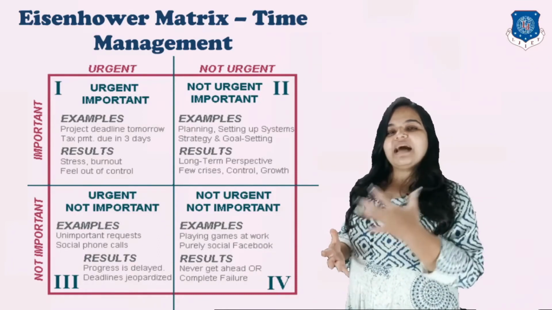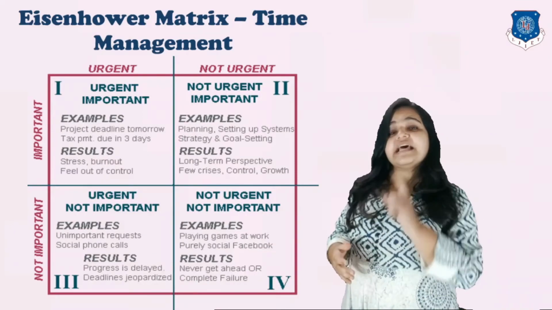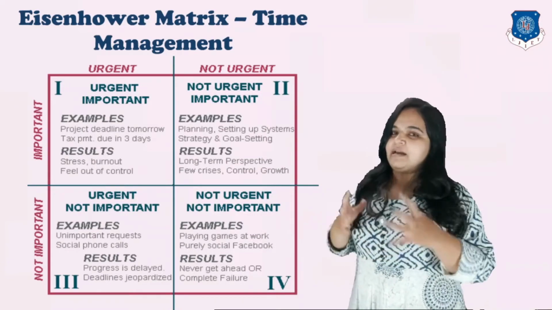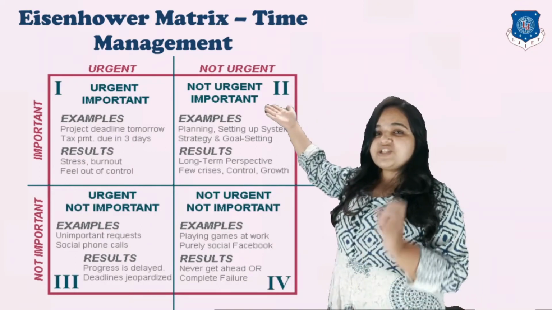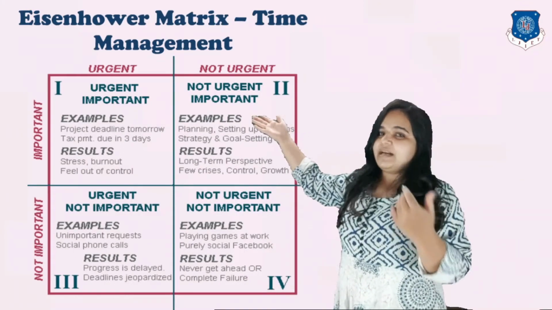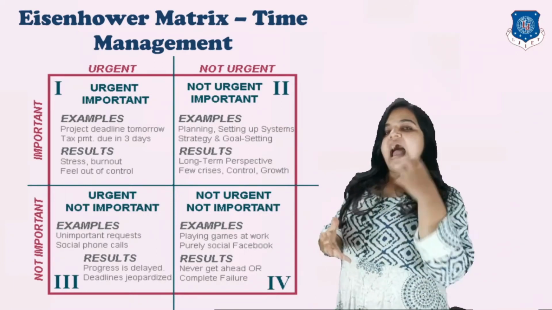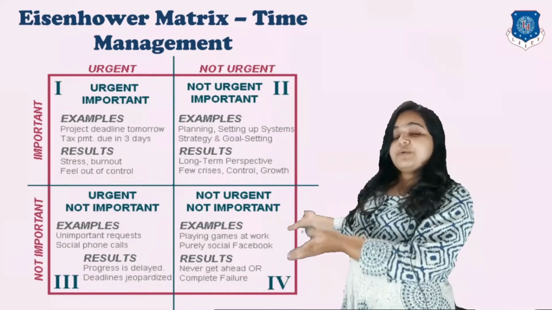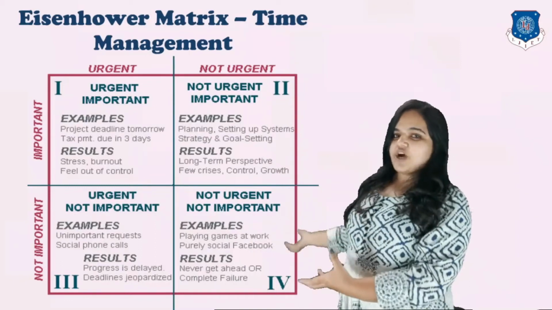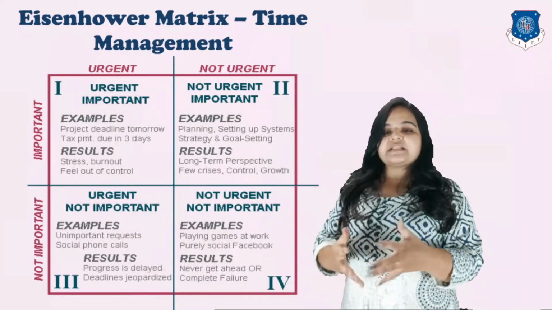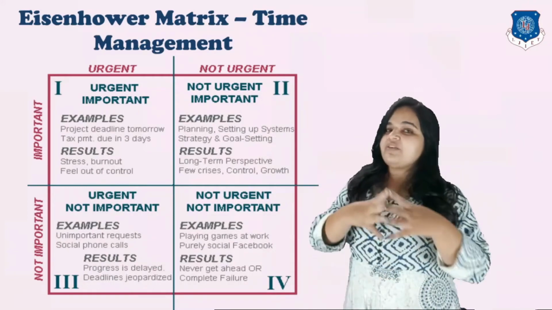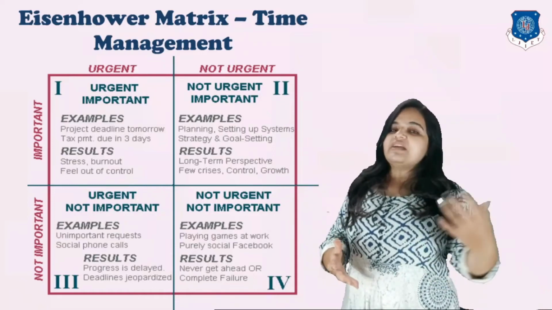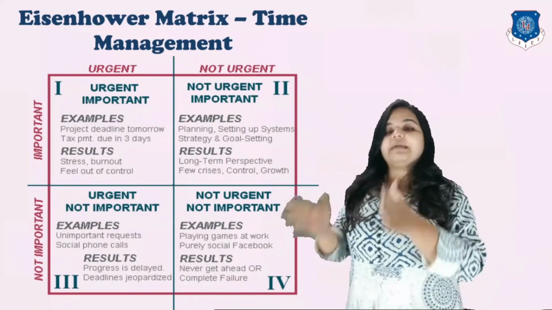Eisenhower divided the time management matrix into 4 different quadrants. The first quadrant notes down the tasks which are important and urgent. Our second quadrant notes down the tasks which are important and not urgent. Our third quadrant explains the tasks which are not important but yet urgent. And the fourth and last quadrant has the tasks which are not important as well as not urgent. We will try to understand each of these quadrants with the help of an example and what exactly you should do in order to deal with such kind of tasks so that you can manage your time very efficiently.